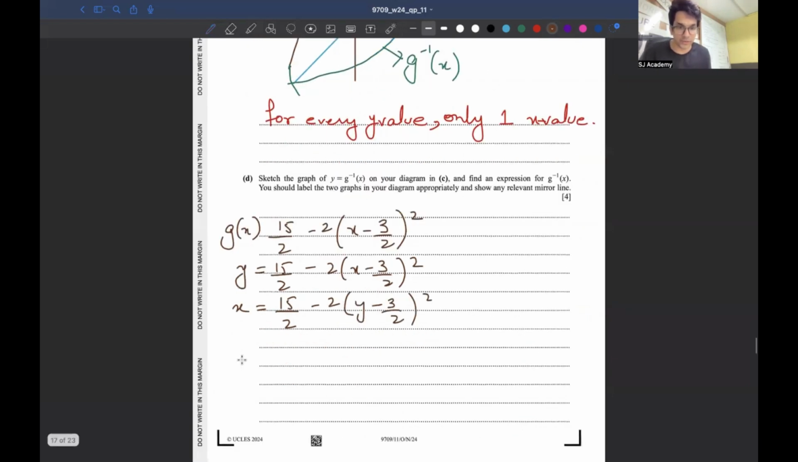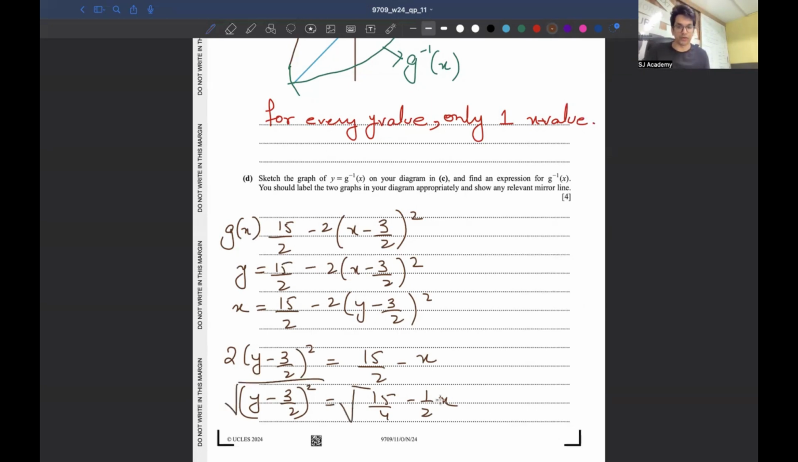We have to make y the subject, so we can write it as 2 into y minus 3 by 2 whole squared. We take it on the left hand side and we write it as 15 upon 2 minus x. Now we bring the 2 on this side, so this will become y minus 3 upon 2 whole squared is equal to 15 upon 4 minus 1 upon 2x. And then we take the square root on both the sides. So this will become square root of 15 upon 4 minus 1 upon 2x. And then finally, y will be equal to, we'll take minus 3 by 2 on this side, so this will become 3 upon 2. And with the square root, we have both plus minus signs over here.